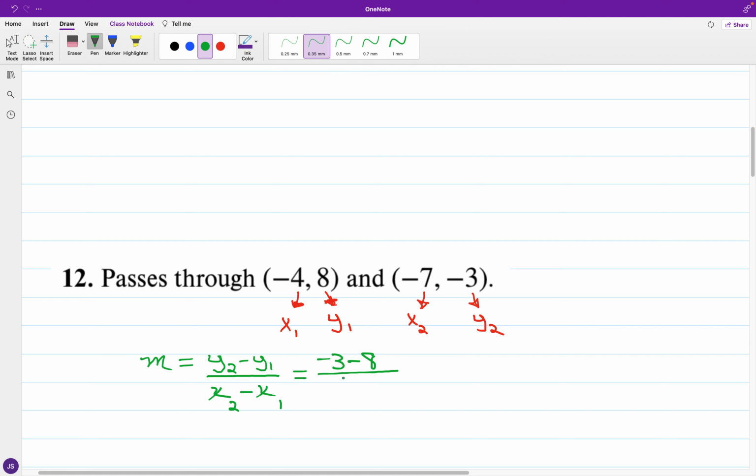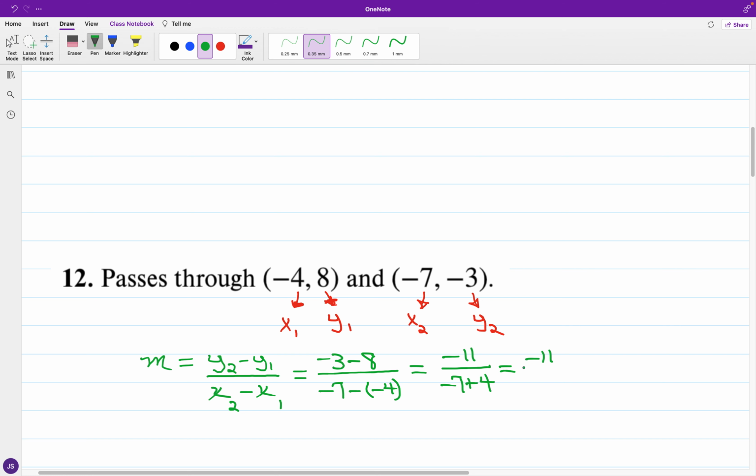and for x of 2 minus x of 1, we have -7 minus -4, and -3 minus 8. Okay, so we have -11, and -7 minus -4. This translates to -7 plus 4.